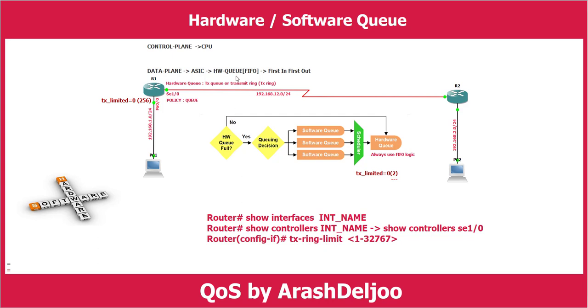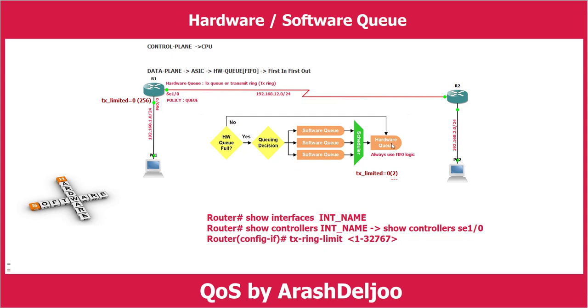Actually, the hardware queue, as I mentioned before, is a feature of the data plane, okay? And we don't have any control over this hardware queue for enabling different queuing methods. The hardware queue only has one goal: using the bandwidth, or the link utilization, at 100%. That's it. We cannot reorder the packets in the hardware queue. When a packet goes to the hardware queue, that packet waits to be sent over the serial 1/0.